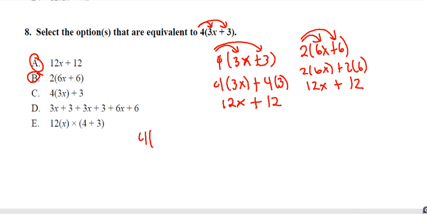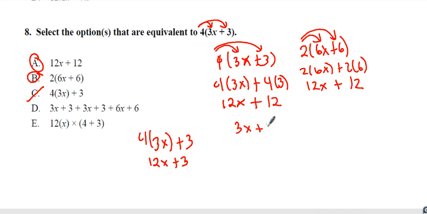So 4 times 3x plus 3. Well, this is not distributive property because this second 3 here is not inside the parentheses. So this is 4 times 3x, which is just 12x, plus 3. That is not equivalent.